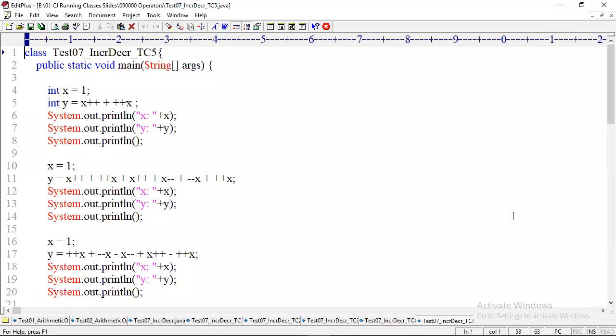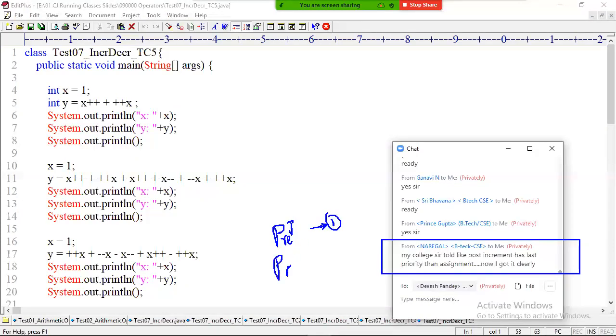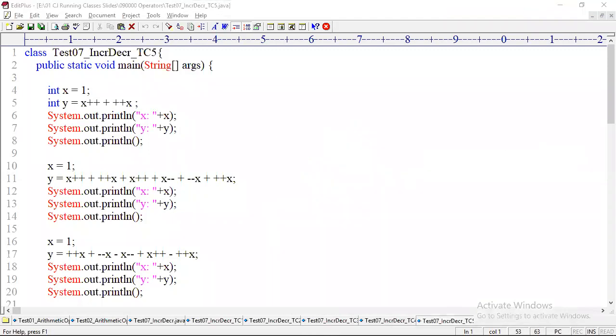Now answer. Yeah, there is a confusion. Even Sun Microsystems documents tell that pre-increment is first priority, post-increment is next priority. If you follow this table, you get the wrong answer. Theoretically, people say pre-increment is first priority and post-increment next priority. If you follow this, you will get wrong answers. That's why after seeing a lot of test cases, I stopped following it. I am following both as the same priority, left to right, whichever comes first I execute. Okay, got clarity? So your point is right. People say post increment has last priority, but if you follow it like this, you will get wrong answers.